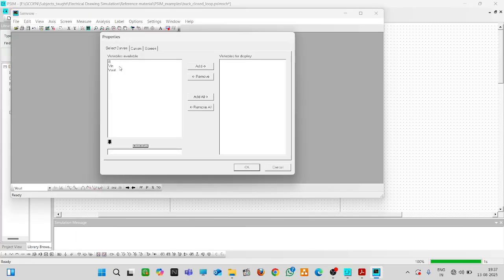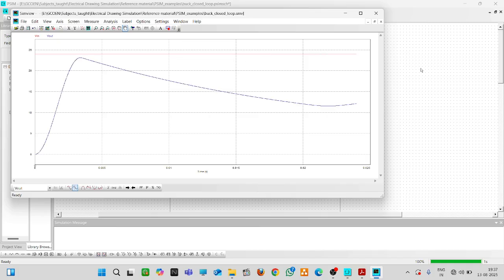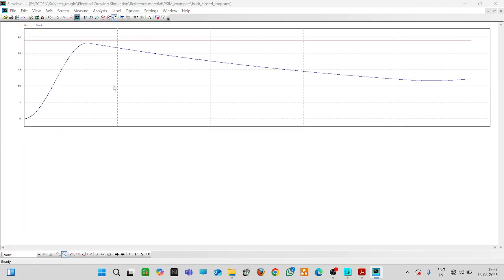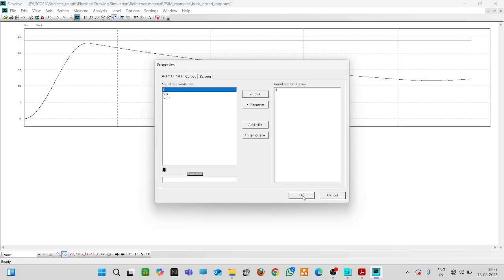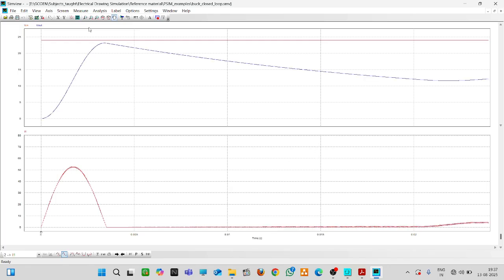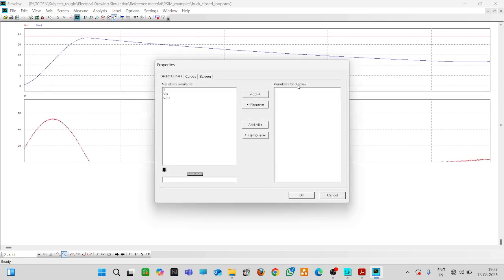After running this simulation, you can just have a look at the waveform. If you are keeping it as 24 volt, because of the limitation of number of points, you can see that this is around 12 volt. This is coming around 12 volt if you just trace the graph. Okay, so we will see the current also, that is inductor current. I think everything should be properly connected.